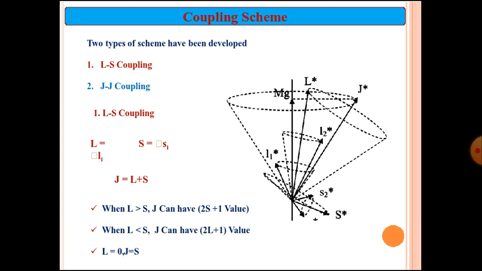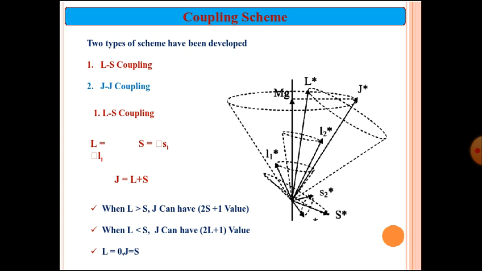That means capital L equal to summation small li, capital S equal to summation small si. Similarly, J equal to capital L plus capital S. L is always an integer including 0. S is an integer for an even number of electrons and odd multiple of 1 by 2 for an odd number of electrons. Hence, J must be an integer if S is an integer, and J must be an odd multiple of 1 by 2 if S is an odd multiple of 1 by 2.